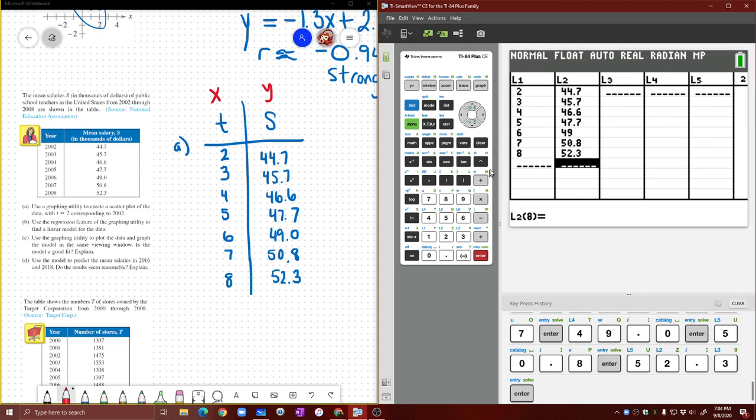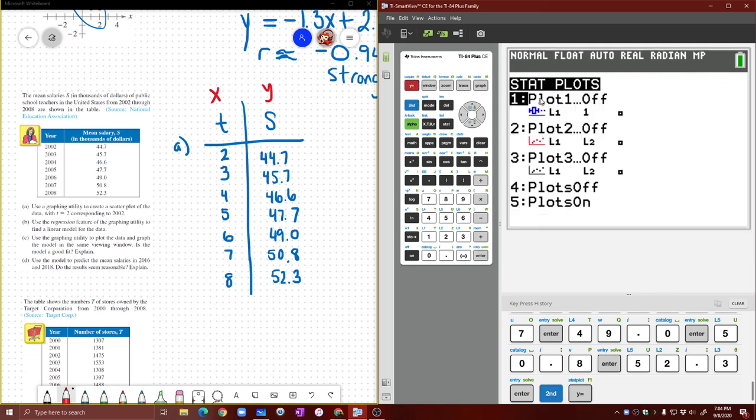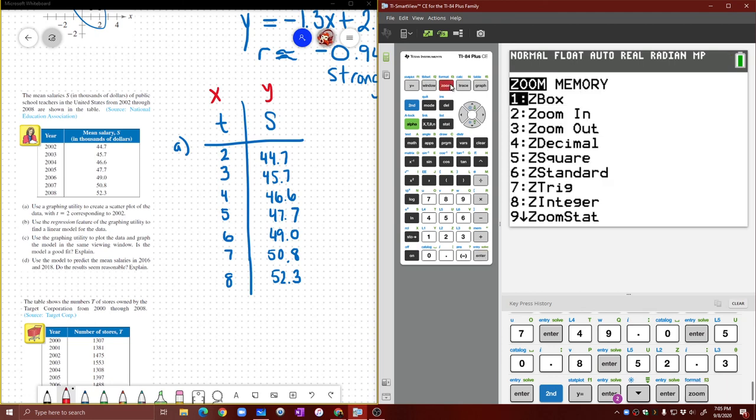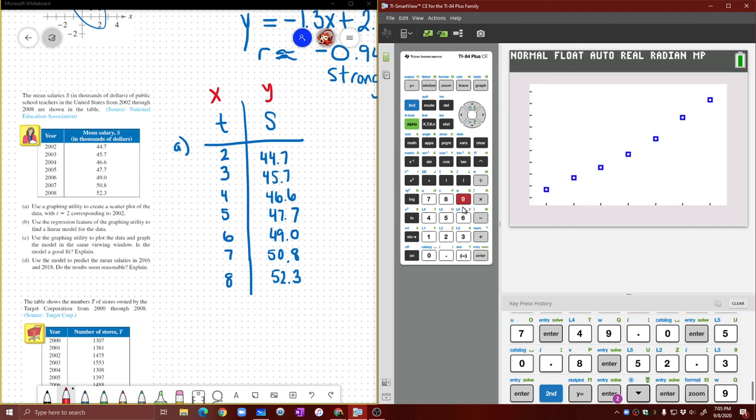All right, so first, scatter plot. Remember, we're going to do second, stat plot. We're going to turn on the first stat plot and make sure we've selected the first graph, that scatter plot. L1 and L2 are the X's and Y's, so we're good with that. Then we do zoom and zoom stat. There's my scatter plot. There's part A. Now part B says use the regression feature to find a linear model for the data.